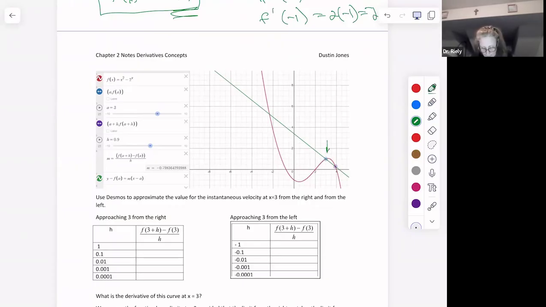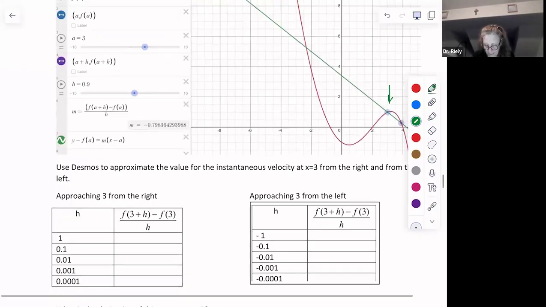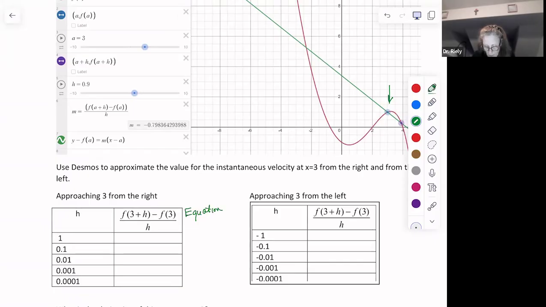So what they're going to do is they're going to say, okay, let's approach from the right. So they would plug in numbers, and they would get really, really close to adding a 0, because it's the same idea as limit. Okay, so this is your equation. And they're going to try to plug it in from the left and from the right. So first they say, okay, what if h is 1? So if h is 1, this becomes -1.